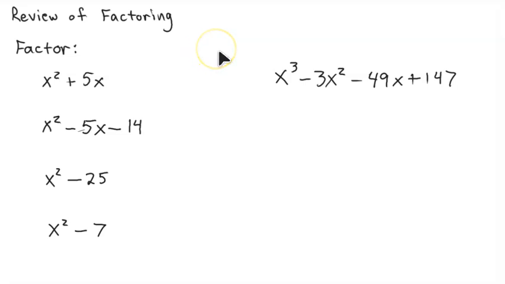Okay, in order to solve a polynomial equation that is in standard form, we're going to have to factor it into factored form. And so what I want to do is just a brief review of factoring. In this situation right here, we're going to do a greatest common factor. In this one, we're going to do product sum factoring. In these two, we're going to use a technique called difference of squares factoring. And then in this one right here, we're going to use a technique called factoring by grouping.